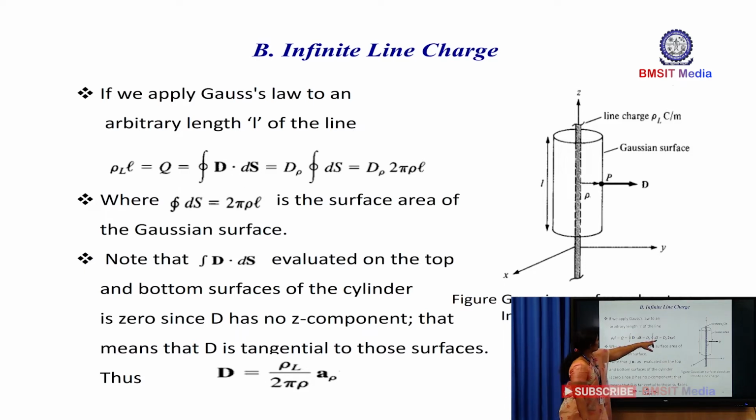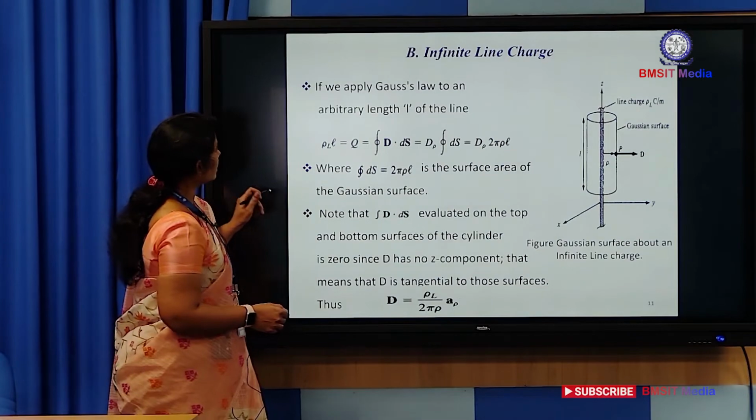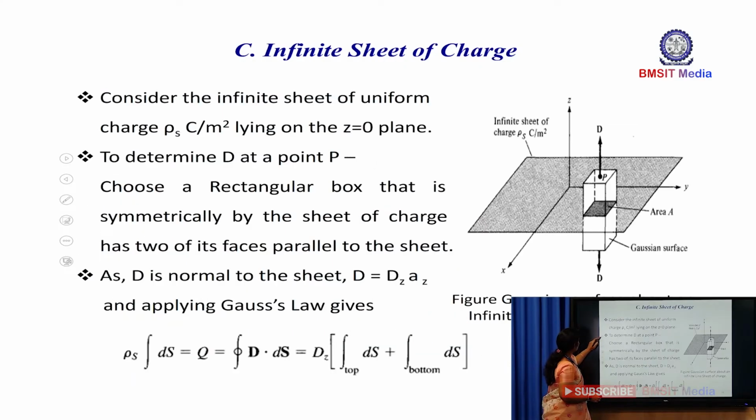So from that, L gets cancelled here, and D is equal to rho L divided by 2 pi rho. This D is the same as what we derived from Coulomb's law for the line charge. That means if you apply the divergence theorem to Coulomb's law, it gives the result of Gauss law. Then let us go with the next charge distribution, that is the infinite sheet of charge.